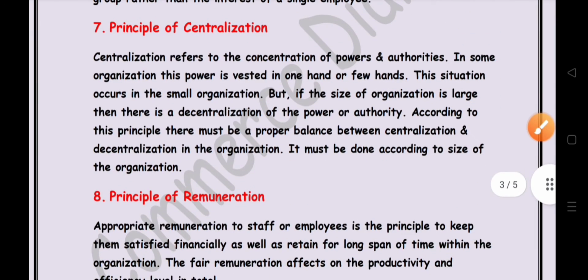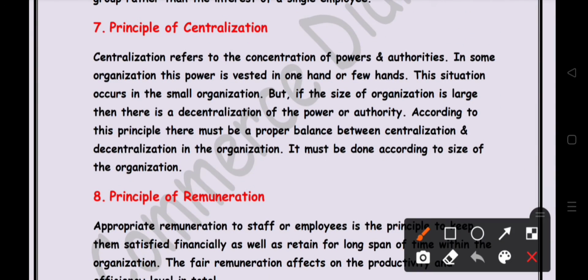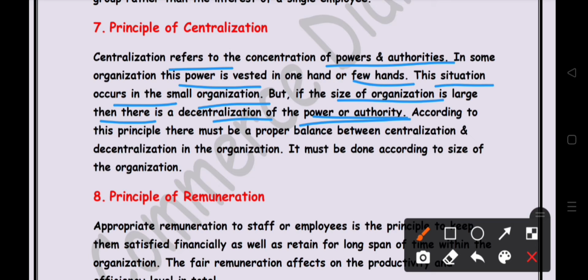The next principle is the principle of centralization. Centralization refers to the concentration of powers and authorities. In some organizations, the power is vested in one hand or a few hands. This situation occurs in small organizations. But if the size of the organization is large, then there is decentralization of power and authority. Let's take an example. If you have a small company, there must be only one person who is the heart and soul of that particular organization.